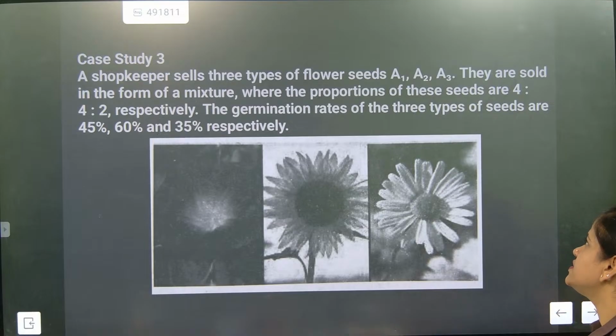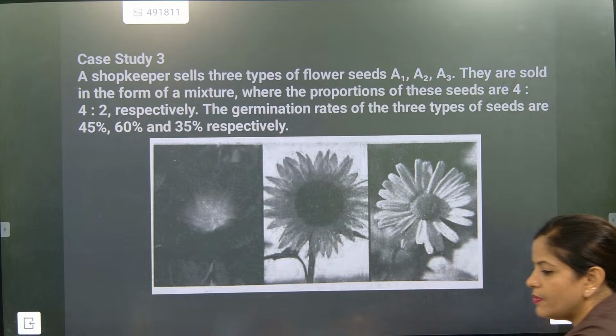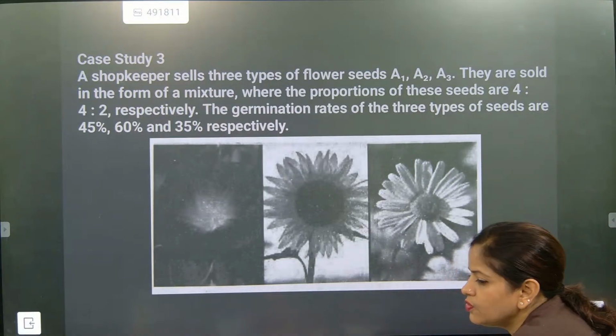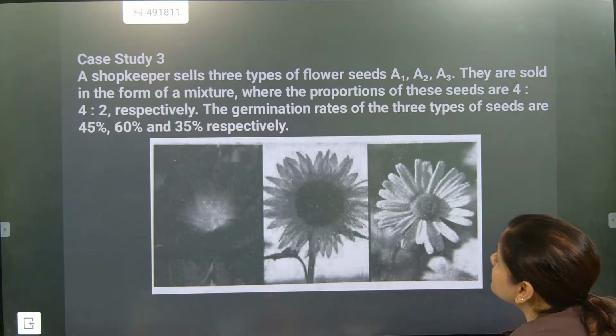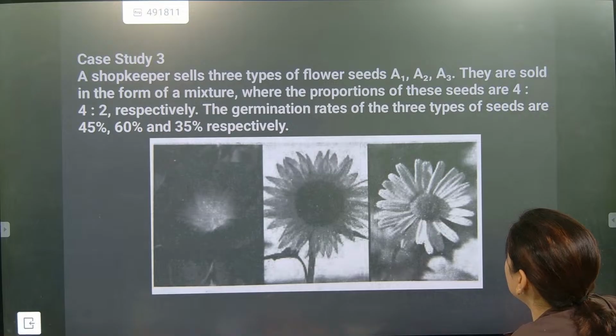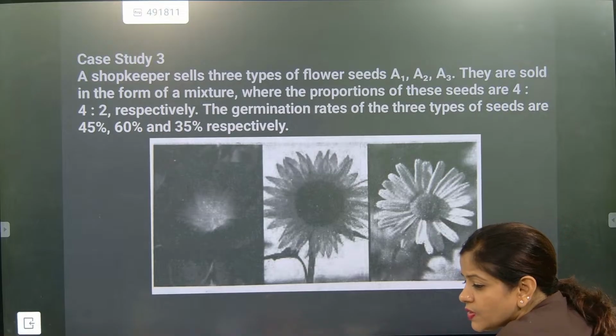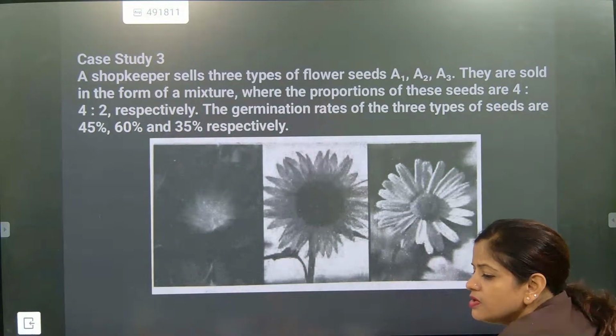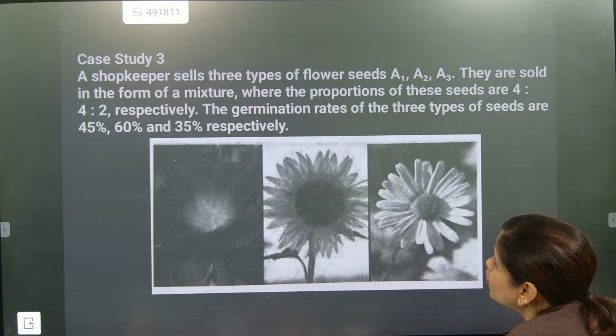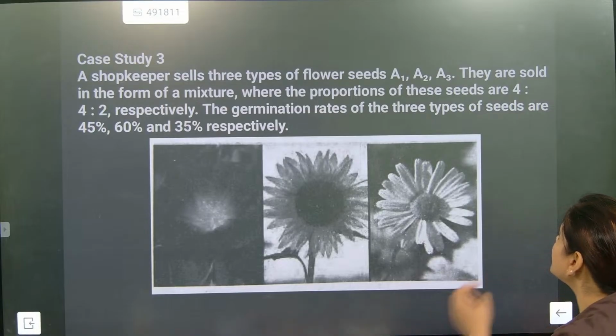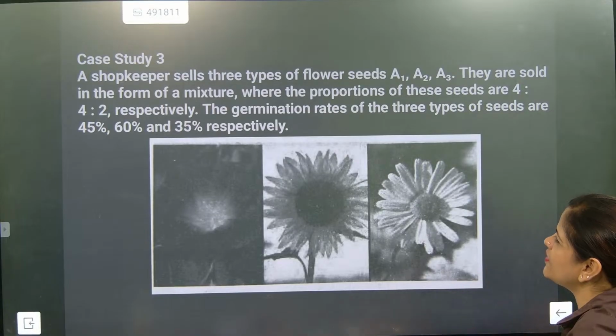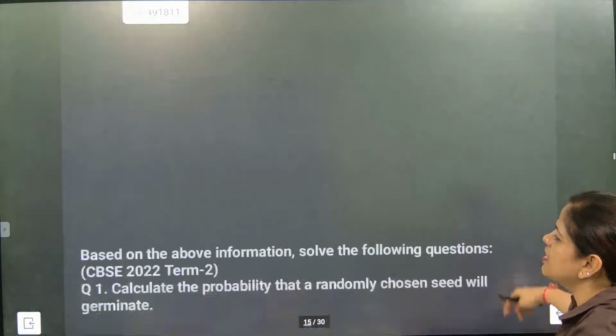3 types of flower seeds: A1, A2, A3. Then after that, the proportion, the ratio, they are all mixed together. Mixed together means the total mixture content is 10. The germination rates of the 3 types of seeds are 45, 60 and 35% respectively.